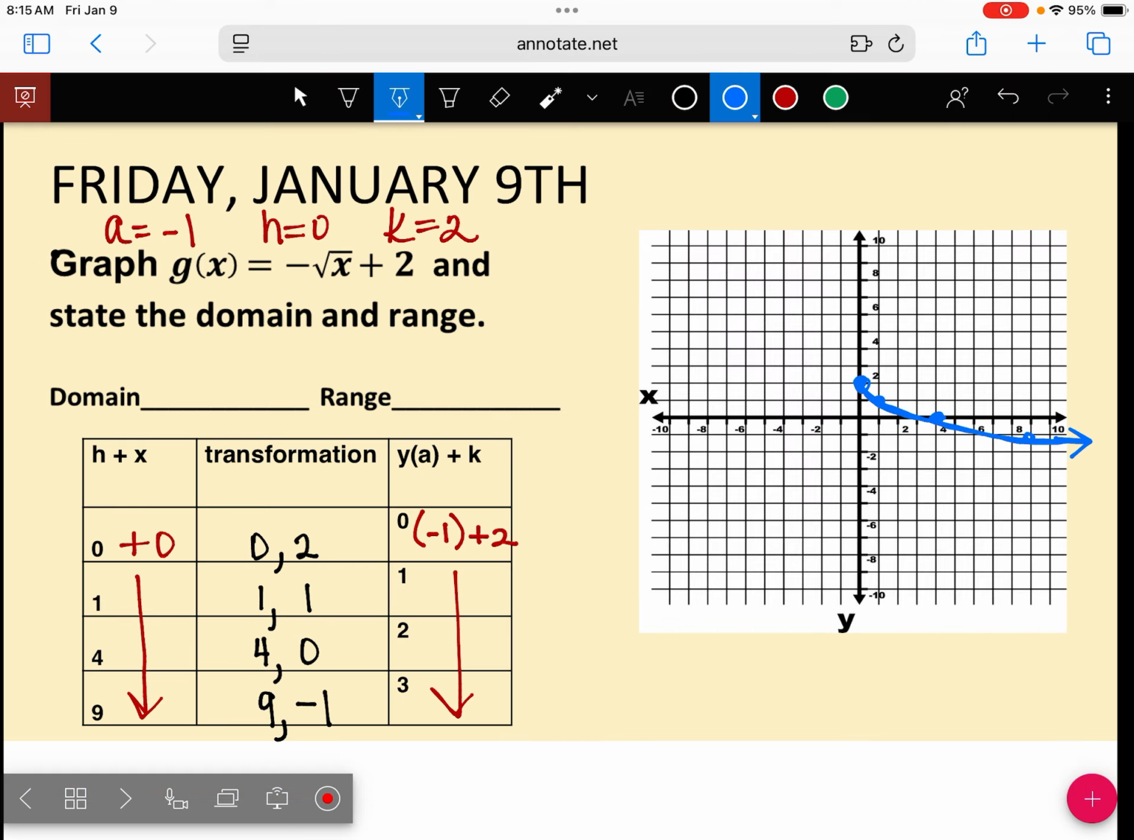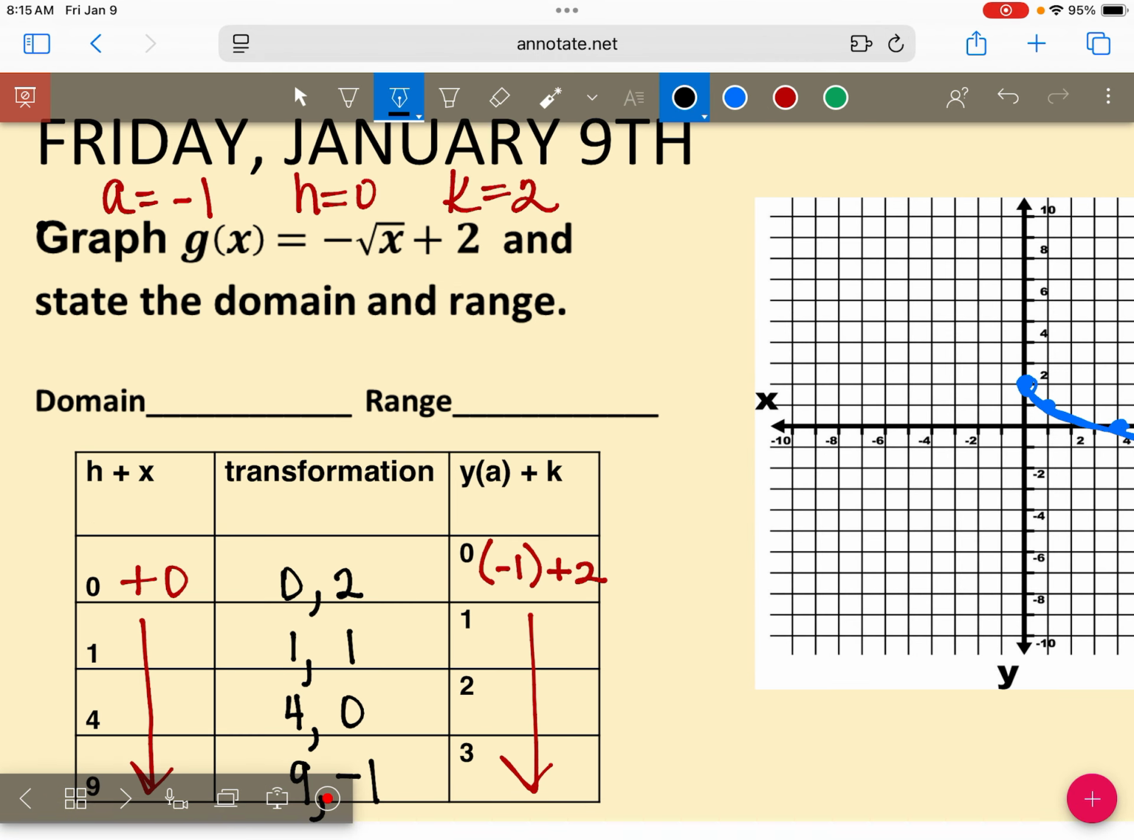So your domain for any square root function is going to be h to infinity. So that's your domain, h to infinity. And h is 0, so that means our domain would be bracket 0 to infinity.